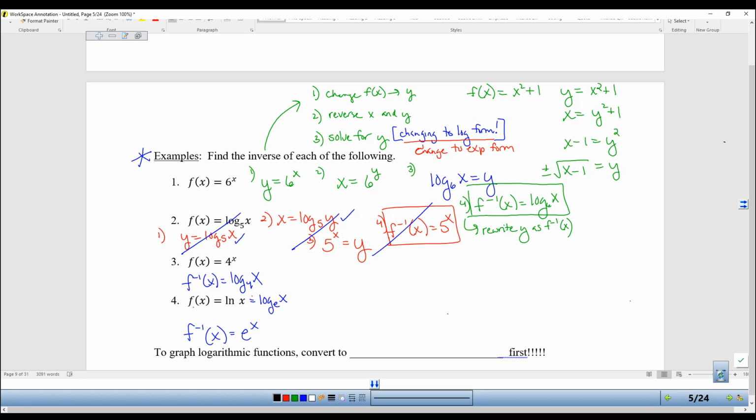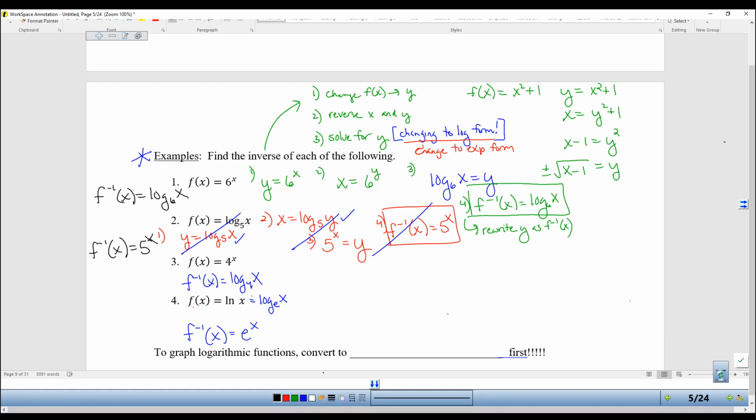Let's go back and do the first two that way. So what's the inverse of 6 to the x? The inverse is log base 6 of x. And look, that's what we got. What's the inverse of log base 5 of x? The inverse is 5 to the x, which is what we got doing the normal steps. But if you want, you can just think to yourself, logs, exponential functions, inverses.